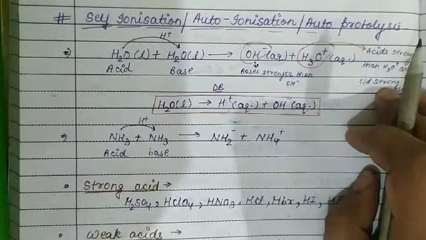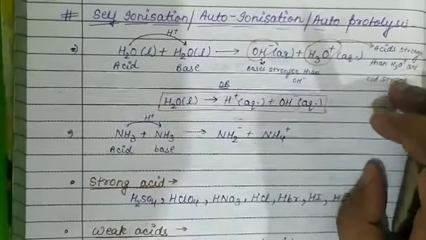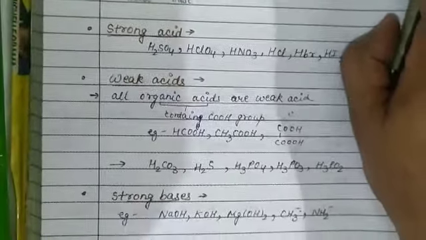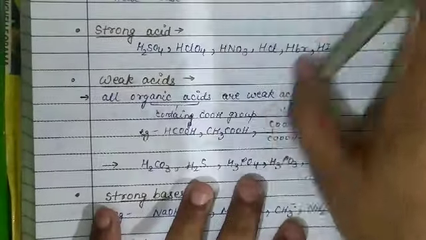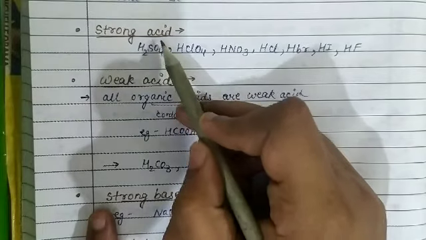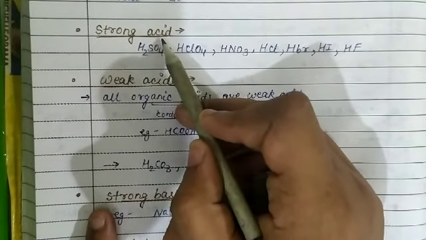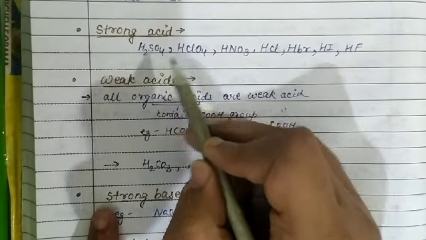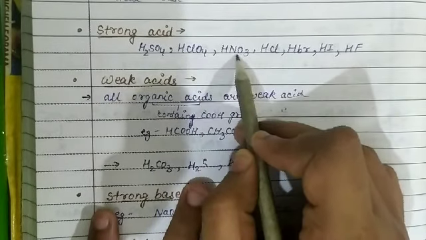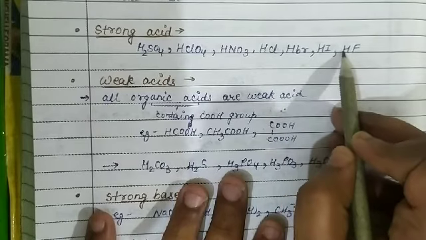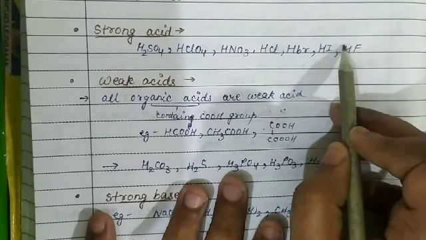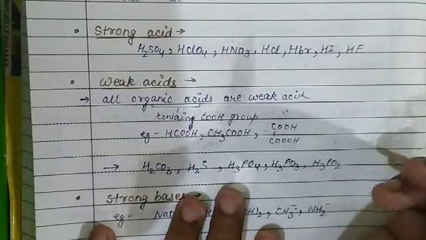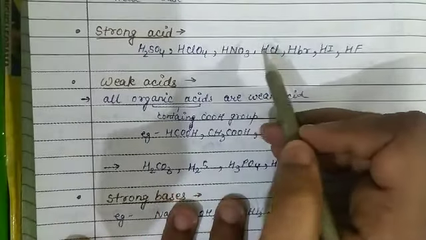Now we will categorize strong acids, weak acids, strong bases and weak bases. What are strong acids? We know basically all inorganic acids are strong acids. For example, H2SO4, HClO4, HNO3, HCl, HBr, HI. These are inorganic acids. Therefore, mostly inorganic acids are strong acids.